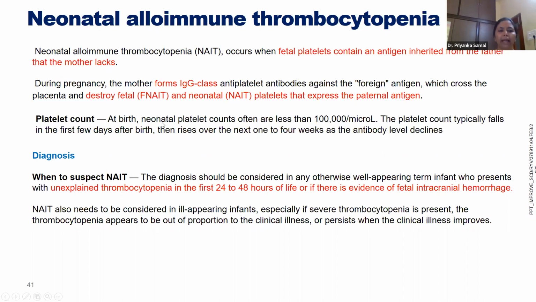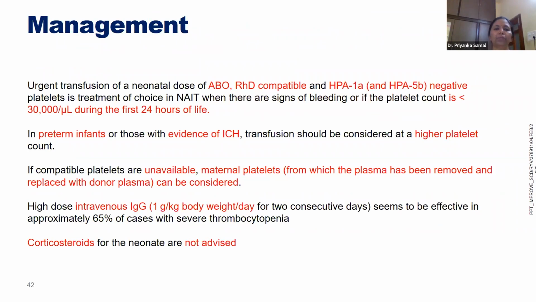So at birth, neonatal platelet counts are less than 1 lakh. Platelet count typically falls in the first few days after birth, then rises over the next 1 to 4 weeks as the antibody level starts declining. Because the half-life of the IgG is 3 to 4 weeks, when it starts declining on its own, the platelet count will start increasing. So how do you diagnose? Most important is clinical suspicion. Unexplained thrombocytopenia in the first 24 to 48 hours of life, or evidence of fetal intracranial hemorrhage, which is a dreaded complication. That is when you suspect a case of neonatal alloimmune thrombocytopenia.